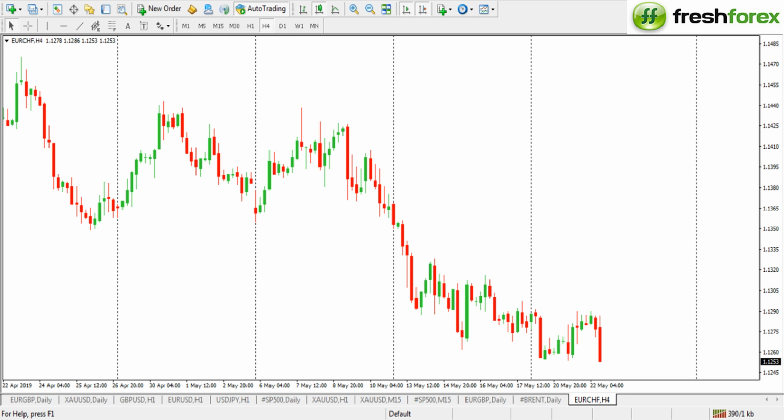So today is 22nd of May 2019, and we're going to look at how to trade false breakout. The first thing we are going to do is look at what a breakout actually is, and then we'll develop it into what a false breakout is.